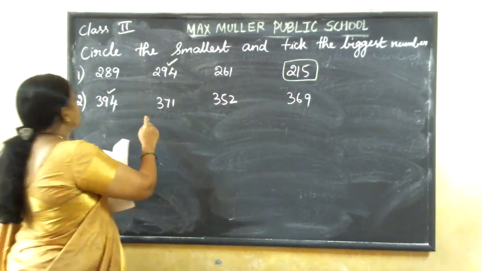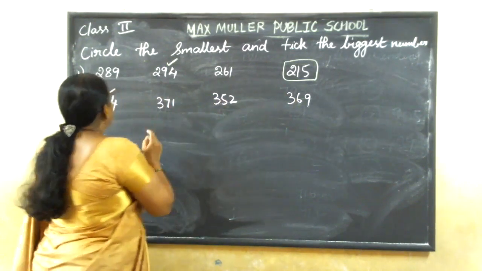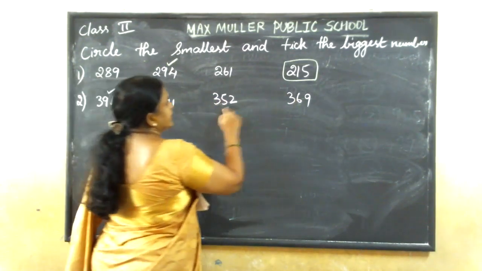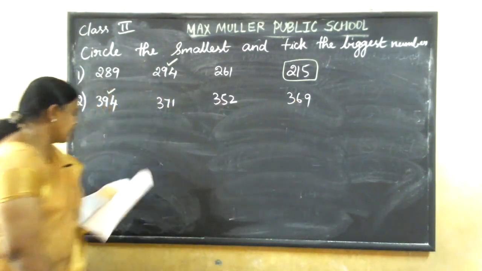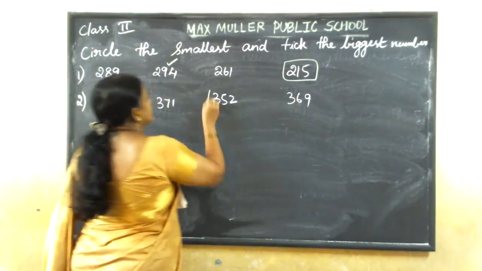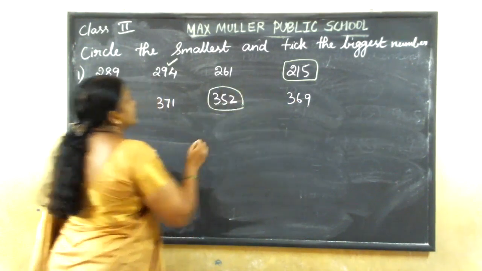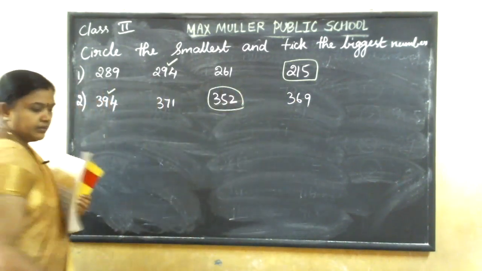In these three numbers, which one is the small number? 7, 5, 6. Which one is the small number? 352 is the smallest number. Now the third one.